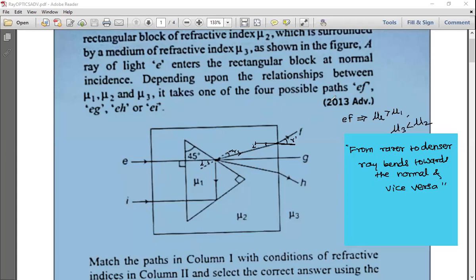So let's go to the next part. Yes, Sham, any doubt? No? Okay, right. Now, let's go to the next part. Next part in the sense, this EG, what should be the condition for EG?